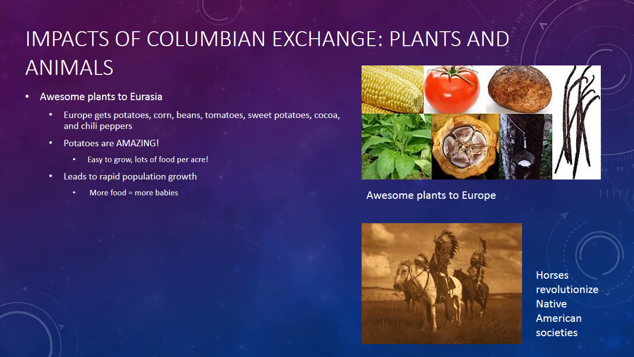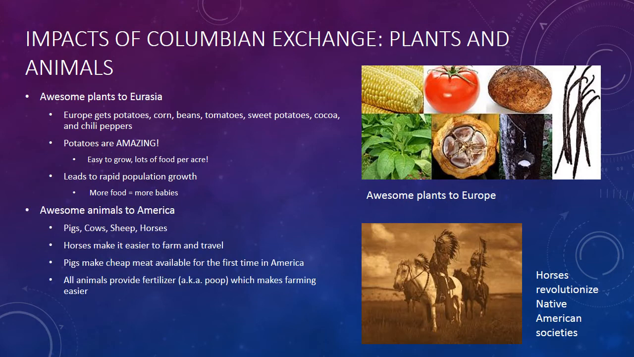On the other side of the Atlantic, there's a similarly important revolution going on in farming, but this revolution is happening mostly because of animals being brought over from Europe. So before the Colombian Exchange, the Americas did not have pigs, cows, sheep, or horses. And this is a big deal because animals are as crucial to agriculture as plants are.